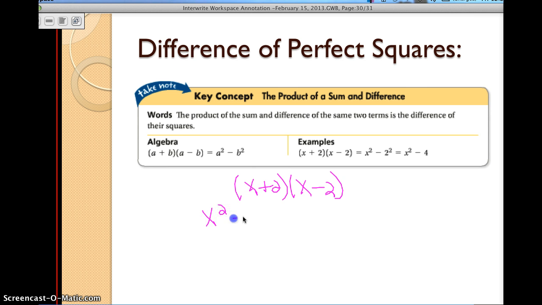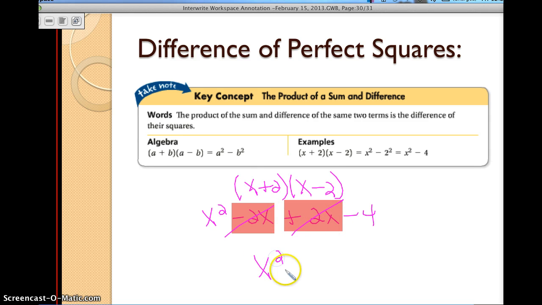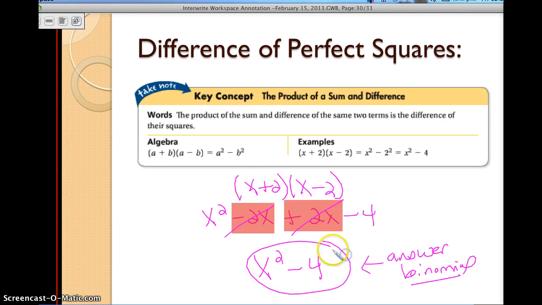First would be x squared, outers is negative 2x, inners is positive 2x, and last is negative 4. When you combine your like terms, because you had opposite signs up here, the negative 2x and the positive 2x actually cancel with each other, and you're left with x squared minus 4, which means that your answer, if you notice, it's a binomial. Usually they're trinomials when you do FOIL. This is a binomial because of what the original problem started at, and it's x squared minus 4.